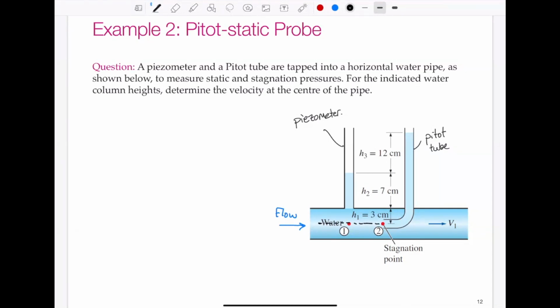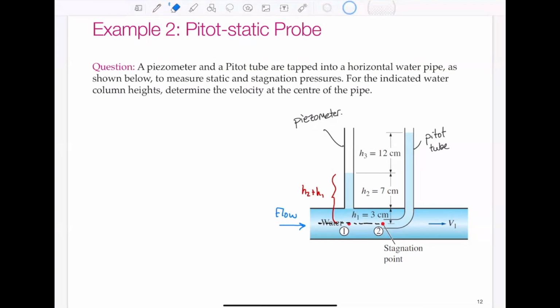So point 1, a common mistake might be to assume that point 1 is over here. Point 1 can't be here because that's not the same streamline as point 2. So we have to choose the same streamline in this flow that is at point 1. So our total pressure head for point 1 is going to be this total water column height, H2 plus H1, which we'll get to in a bit.